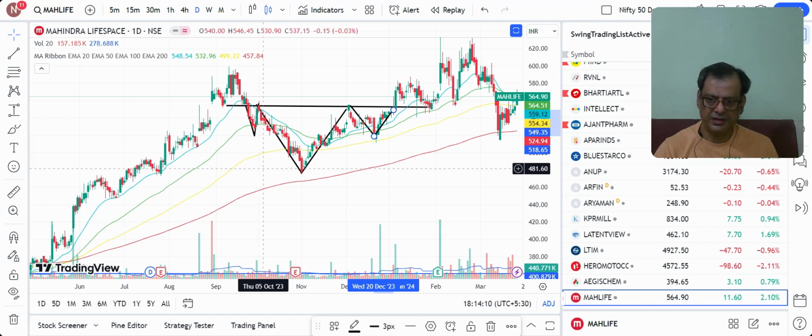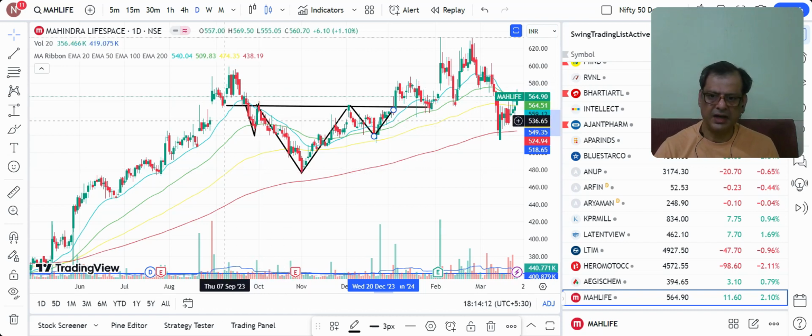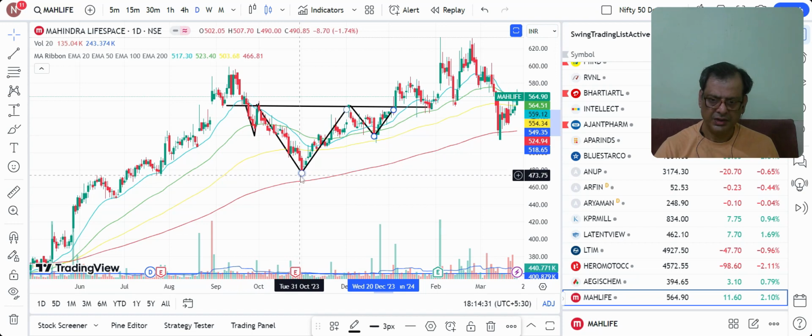But again, bears, this neckline has sort of become an invisible resistance. Earlier it was support and then it broke through and now it's become resistance. Prices are coming down with low volumes and again prices are going up slowly, slowly, slowly, slowly.